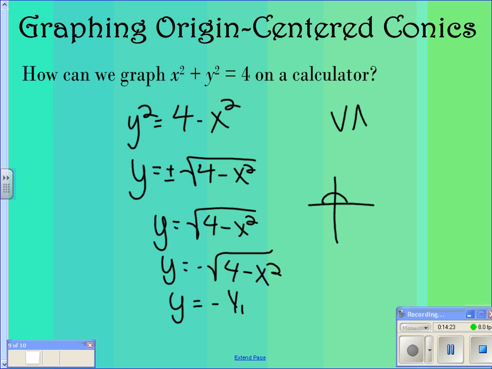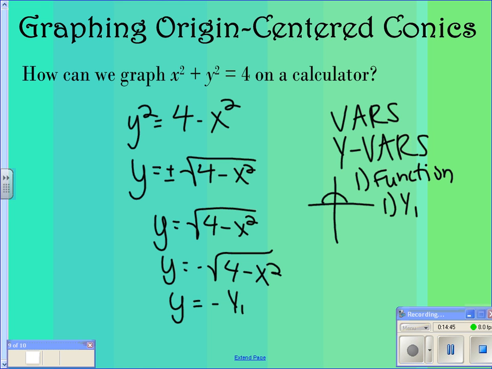All right. You go to vars. It's next to clear. You go to y, vars, or vars. It stands for variables. And you hit function. And then do you see where y1 is? I knew it was somewhere. So you're going to go to y equals, and where you have y2, you're going to put negative. Then you go to vars, y vars, function, y1, and it's going to input it for you.